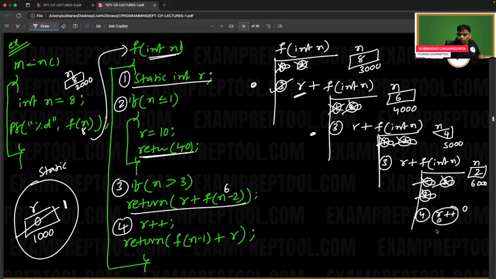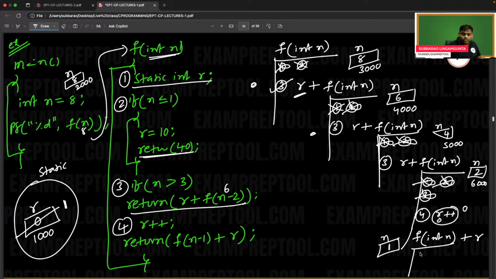Now, in the fourth line, lastly, return f of n minus 1. Same story. F of int n minus 1. I think previously n was 2, now n value 1. Plus R is there. Whatever R is there, just write R. We'll see afterwards. Right? Now see this one. Without completing left, you cannot go to right. So f of int n.